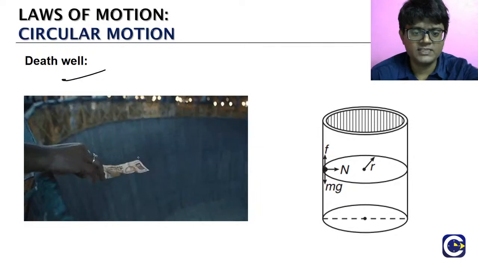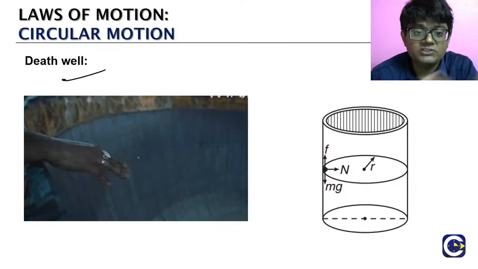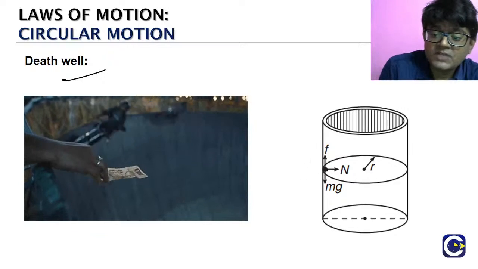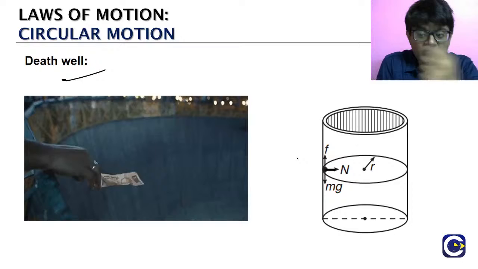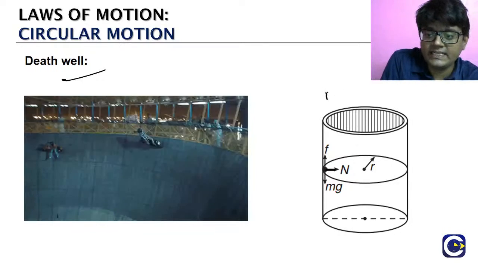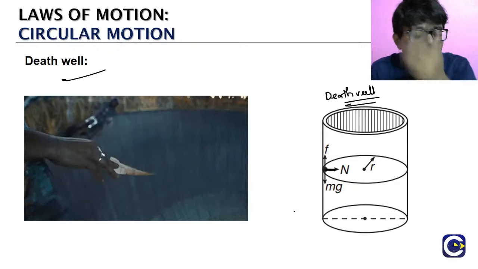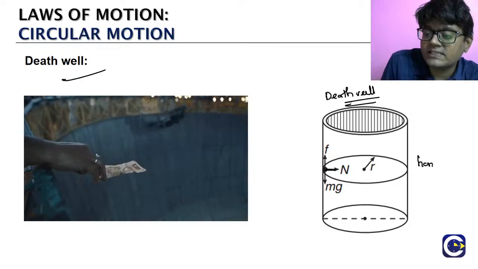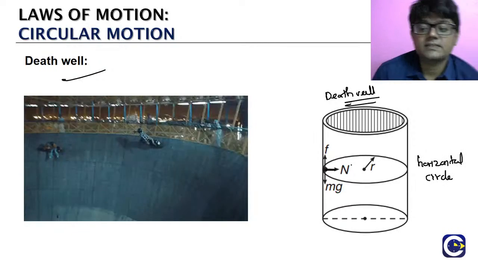I'm sure when you went to the exhibition as a child, you wondered how they are able to go like that and why they are not falling down. See, they are actually going in a circular path. This is the death well. They are in a circular path, and it will be a horizontal circle.